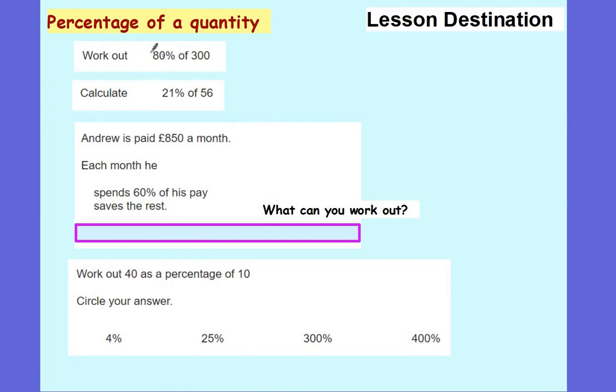Okay, let's go through some answers. So 80% of 300, I know that 10% of 300 is going to be 30. So 80% is just 8 times 30, which gives me what, Bradley? 240, lovely.